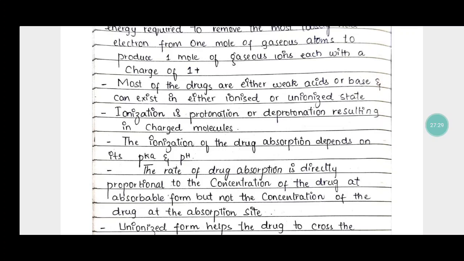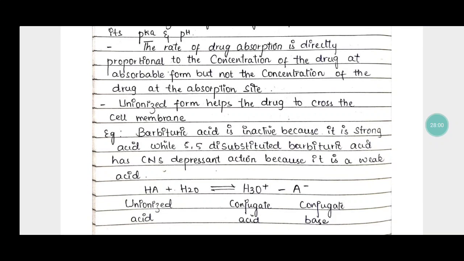The ionization of a drug, and thus its absorption, depends upon its pKa and pH value. The rate of drug absorption is directly proportional to the concentration of the drug, but not to the concentration at the drug absorption site. So the unionized form helps the drug to cross the cell membrane.